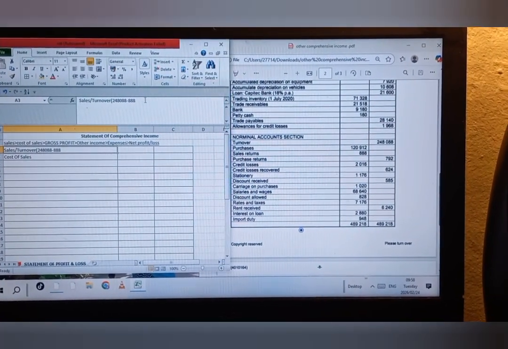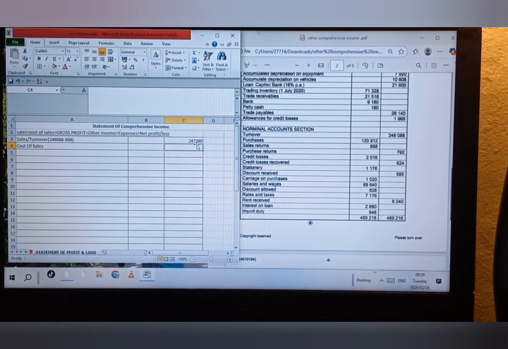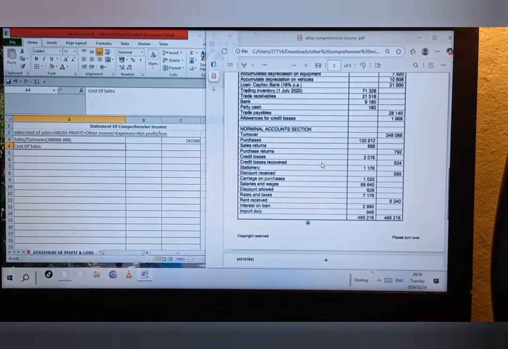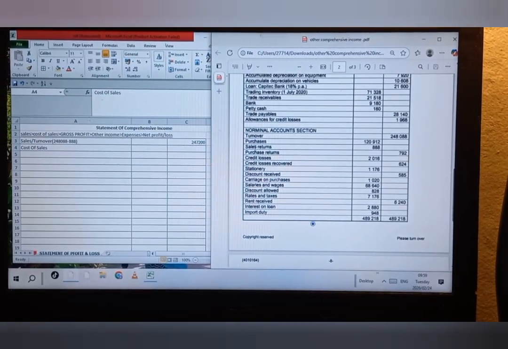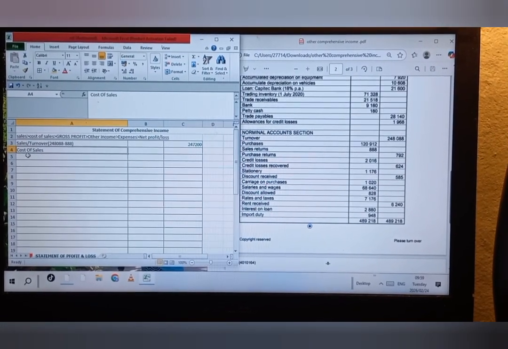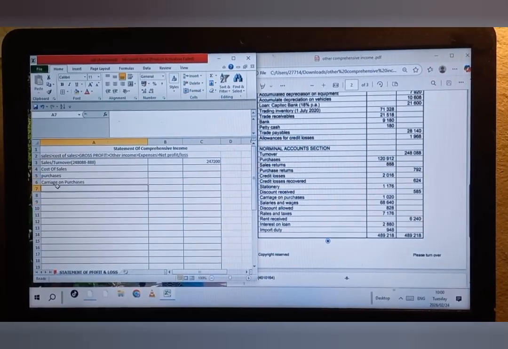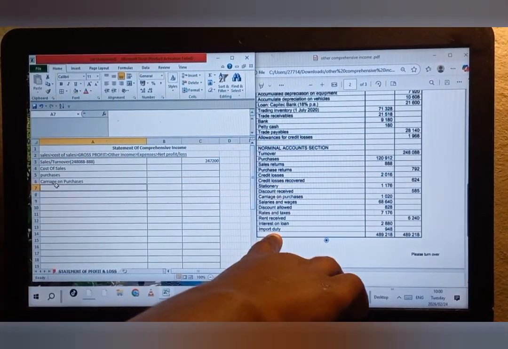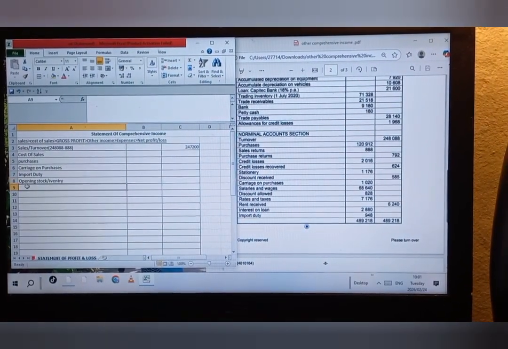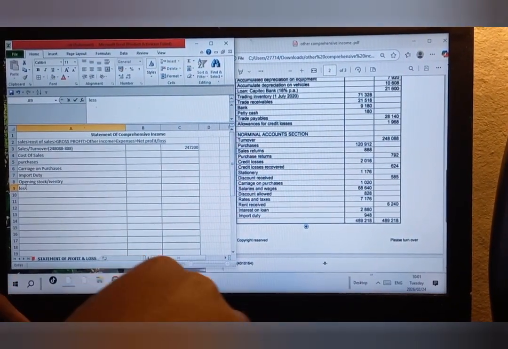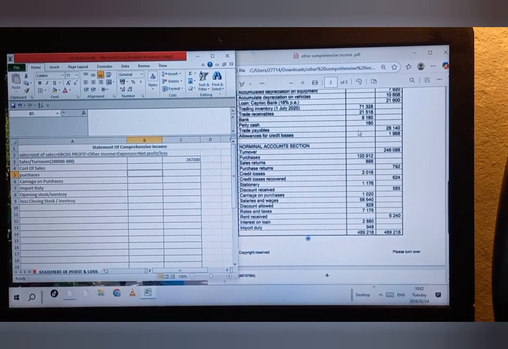So this is our sales. We're done. We get 247,200. Cost of sales. We don't have cost of sales, guys. We need to know the format if cost of sales is not given. It is purchases plus carriage on purchases plus import duties or tariffs plus opening stock or inventory minus closing stock or inventory. So guys, we have our purchases.